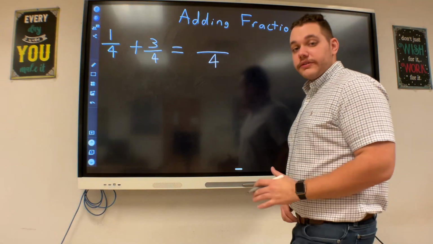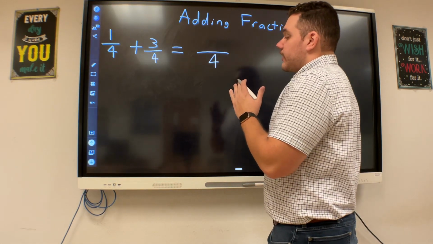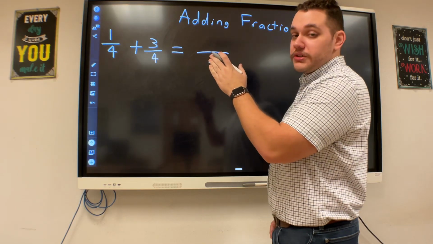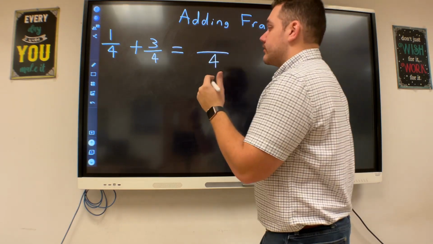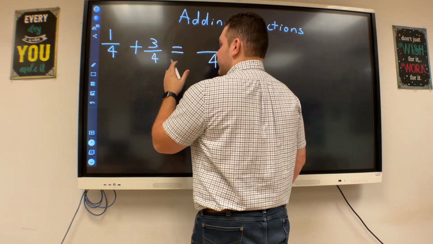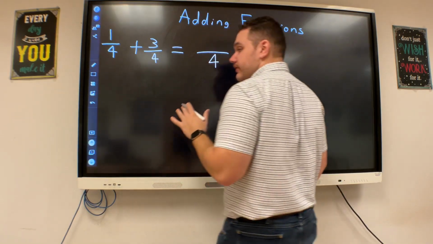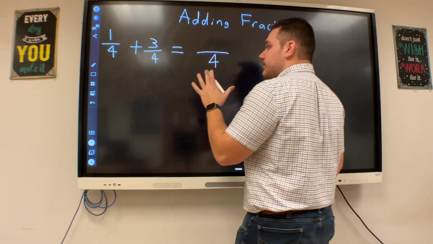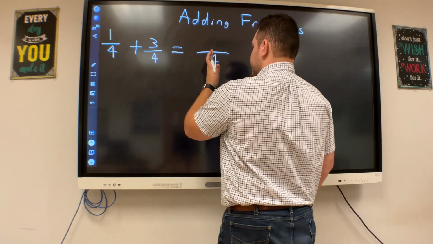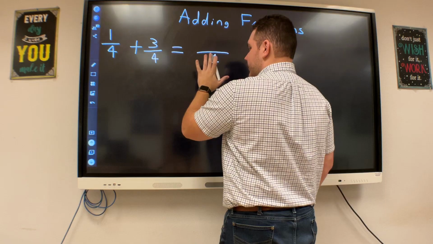Okay, so today's lesson is going to be about adding fractions. And our first fraction, our numerator is 1, our denominator is 4. And our second fraction, the numerator is 3, the denominator is 4. Since our denominator is equal on these two fractions, our result is also going to be 4. So we have that, we're good.